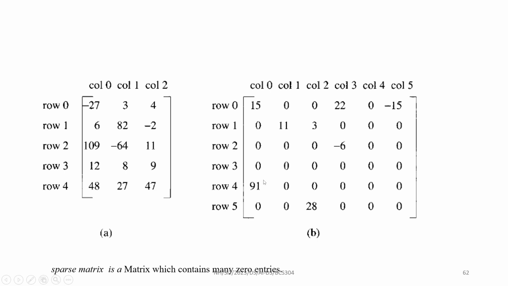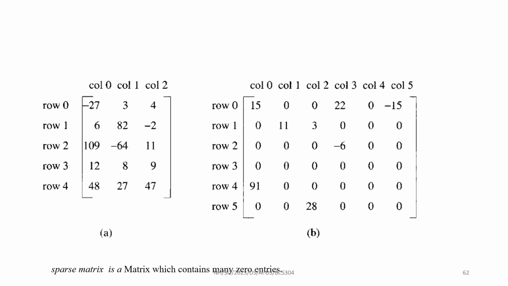If we use the usual method to store it, this leads to wastage of memory, because it requires space for zeros also, which is not necessary. For that reason, we adopt a type of representation called triplet representation. Triplet means three pieces of information.